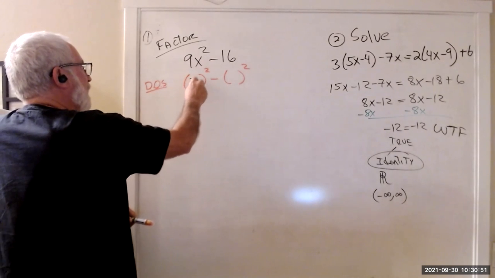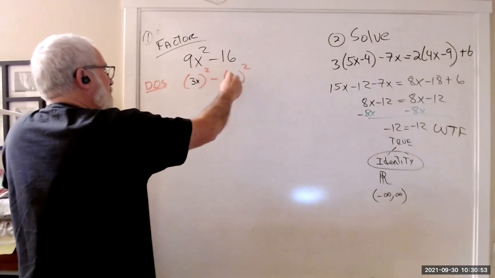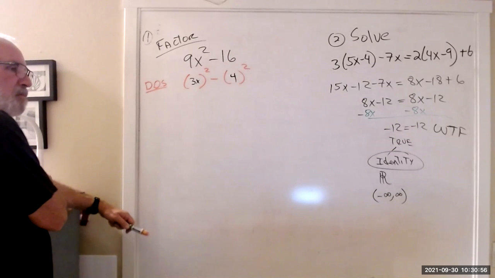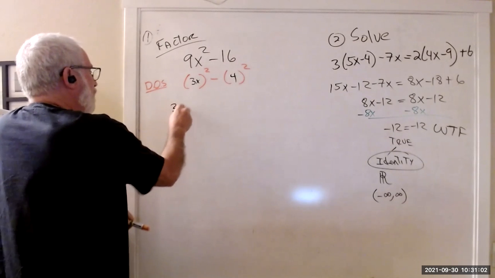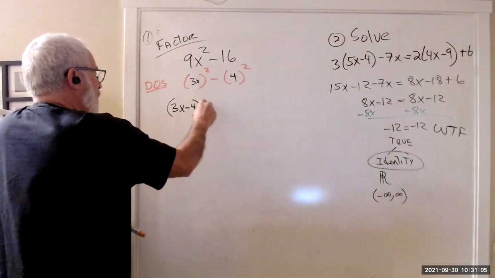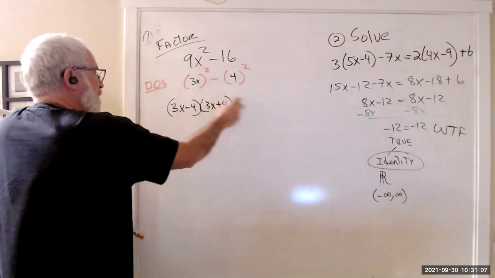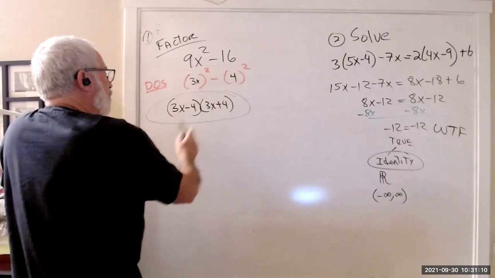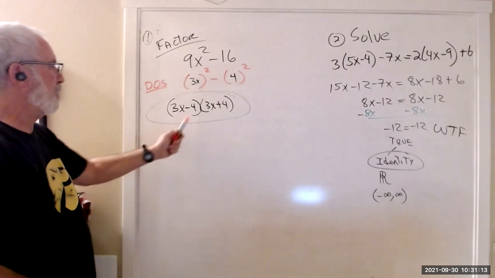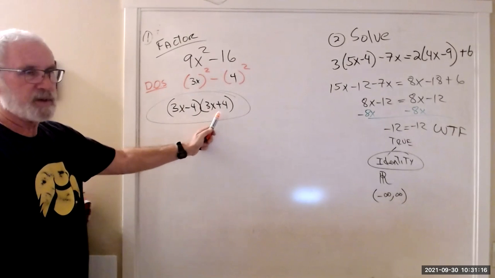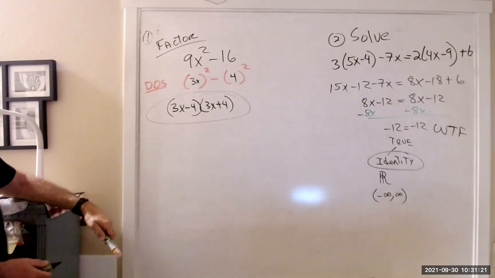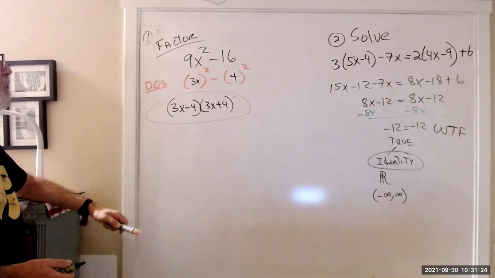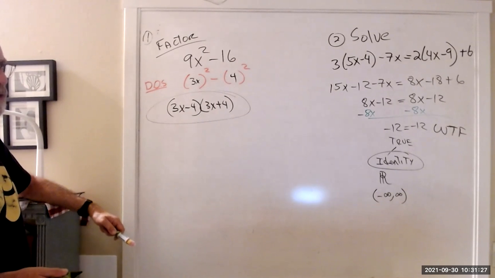If this had been a 3x quantity squared, and this had been a 4 quantity squared, then my answer is 3x minus 4 and 3x plus 4. And that's just the answer. Use the 3x and the 4 twice, but one of the binomials is a minus, one of them is a plus, and it doesn't matter which order they come in. Now that's a pretty straightforward factor of a dose problem, difference of 2 squares.